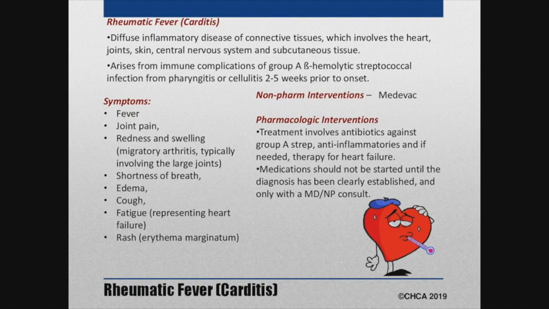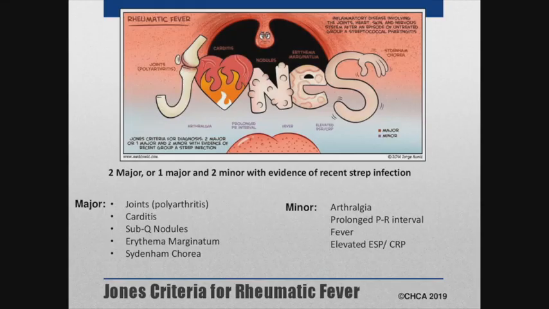For non-pharm intervention, if you're thinking that this patient has rheumatic fever, you're going to consider a medevac and get that activated soon. For pharmacological management, we are going to involve antibiotics, which would protect against strep infection, and medications shouldn't be started until the diagnosis is clearly established. So we're going to be consulting immediately with regards to these patients. And if an IV is being started, we're going to be drawing blood cultures.